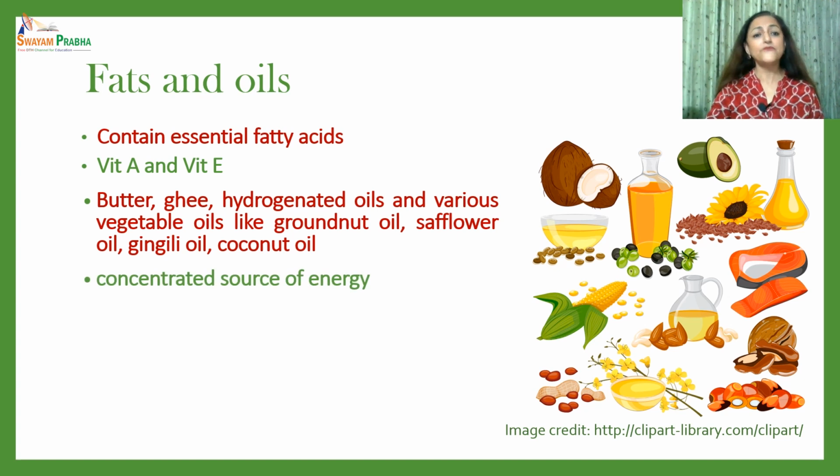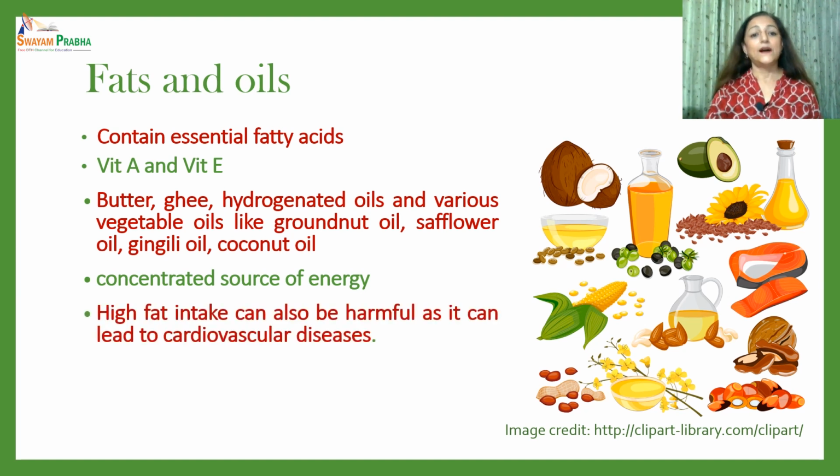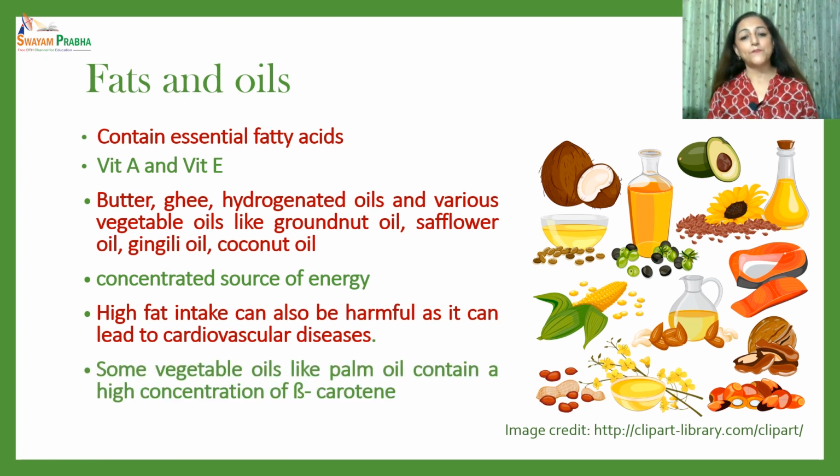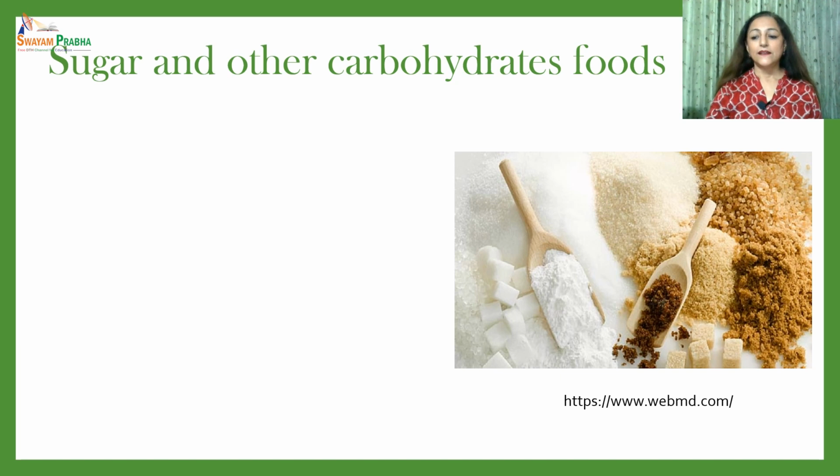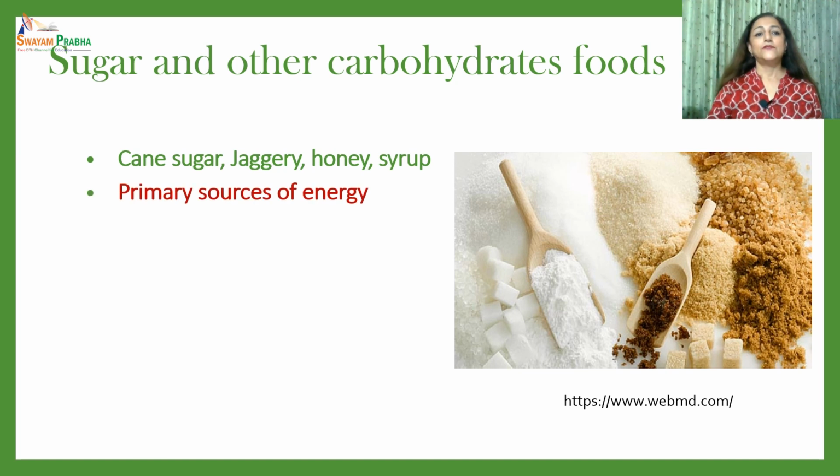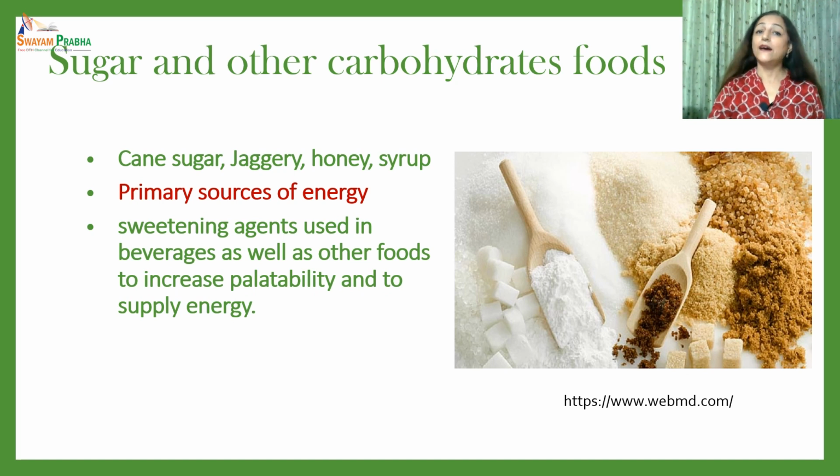Fats are considered concentrated sources of energy because they provide 9 kilocalories per gram of their consumption. A high fat intake can be harmful as it can lead to cardiovascular diseases. So we have to limit this food group. Some vegetable oils such as palm oil contain a high concentration of beta carotene. Next food group is sugar and other carbohydrate foods. They include cane sugar, jaggery, honey, and syrup. They are primary sources of energy.